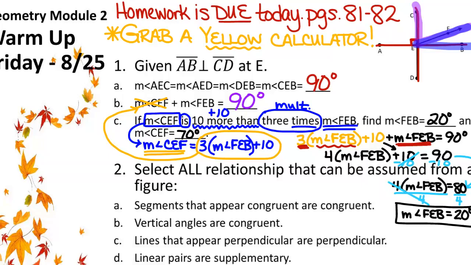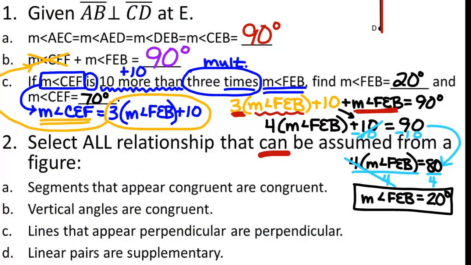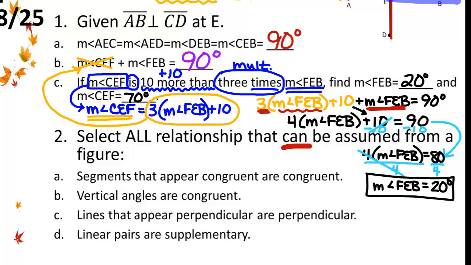Number 2, last one, we're going to circle all of the things that we are allowed to assume, that can be assumed. Segments that look congruent, I'm allowed to assume are congruent. No, it has to be marked on there for me. I can't just assume that because they look the same size that they are. Vertical angles are congruent. Am I allowed to make that assumption? Yes.